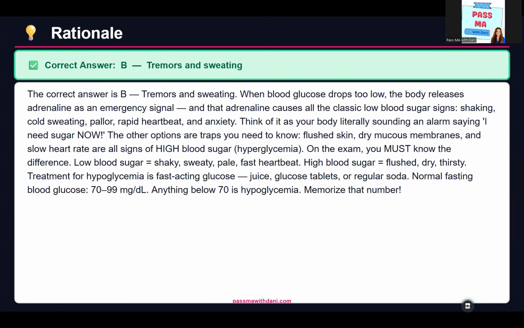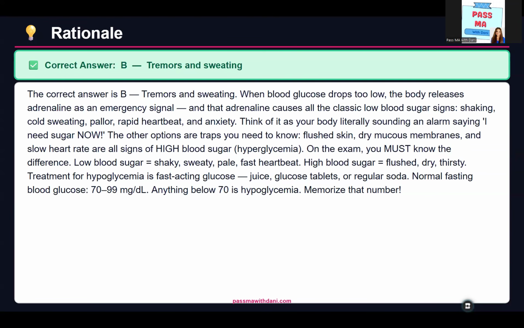Tremors and sweating. When blood glucose drops too low, the body starts to release adrenaline as an emergency signal. The adrenaline causes all of the classic low blood sugar signs like shaking, cold sweats, rapid heart rate, pallor, and even anxiety. Think of this as your body's literal sounding alarm saying, hey, I need sugar right now. The other options that can trap you, flushed skin, dry mucous membranes, and a slow heart rate, are actually signs of the opposite. Those are signs of high blood sugar, which is hyperglycemia.